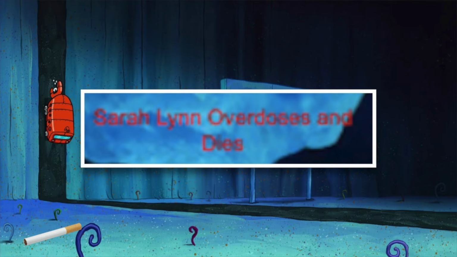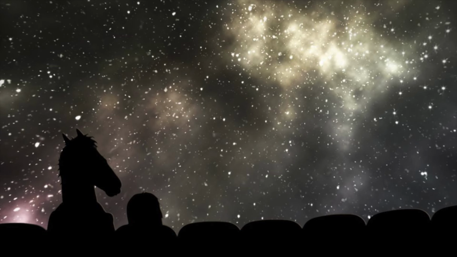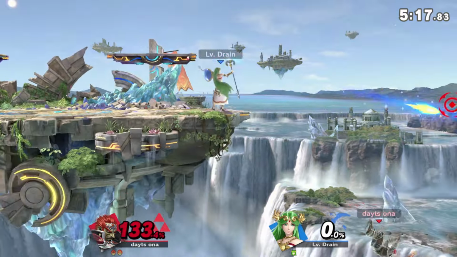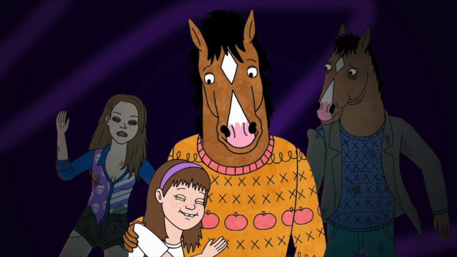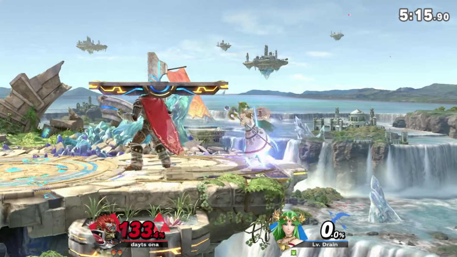Sarah Lynn overdoses. Sarah Lynn is another character that died in this show, but this one might be even more drastic or even the most important death in the entire show. This is because the primary death was from BoJack. Would Sarah Lynn still be alive if BoJack wasn't her guardian? Most likely, and it would just prove how Sarah Lynn is negatively impacted by BoJack.